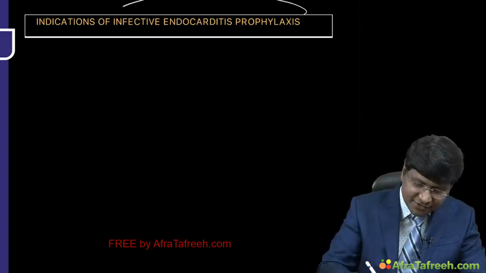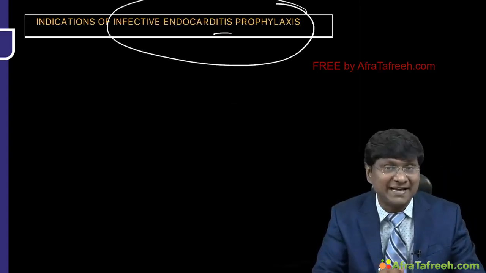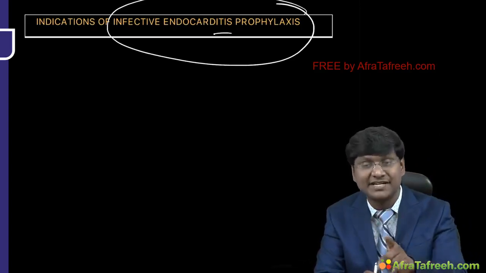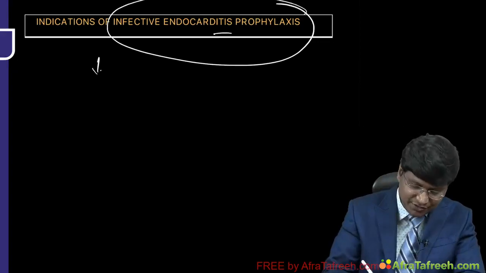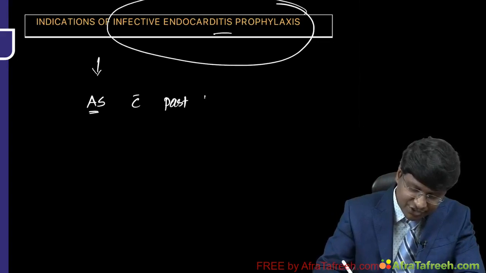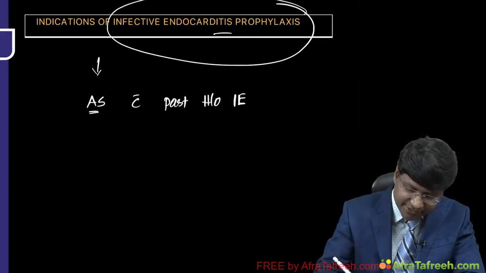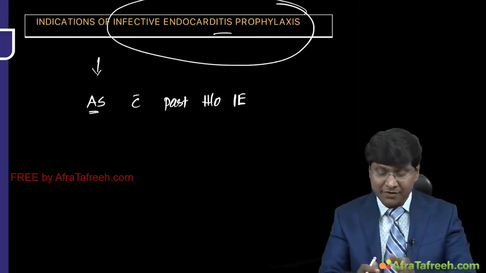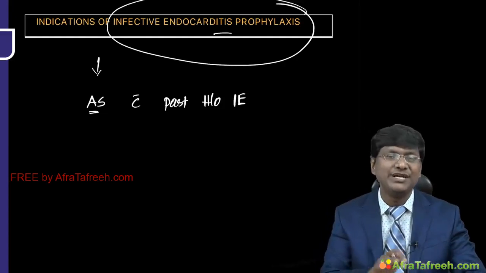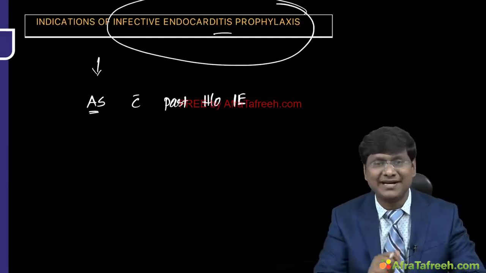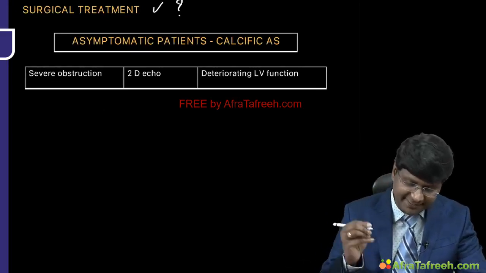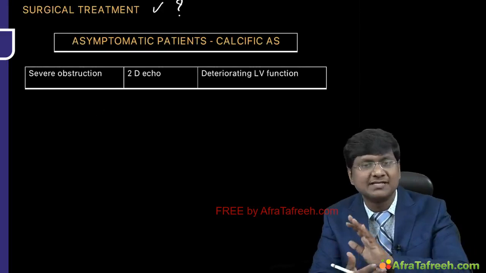Now, what is the indication for infective endocarditis prophylaxis? Remember, the need for infective endocarditis prophylaxis is restricted to patients with aortic stenosis with a past history of infective endocarditis, right? In these individuals, you need to give the infective endocarditis prophylaxis, okay? And what about the surgical treatment, right? What about the surgical treatment? Now let me discuss the surgical treatment.